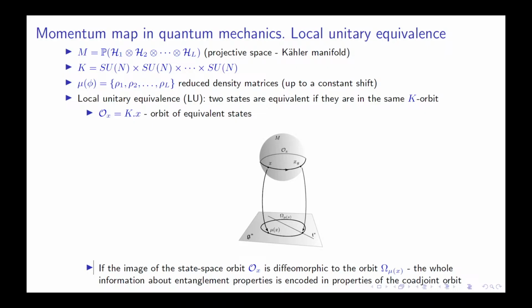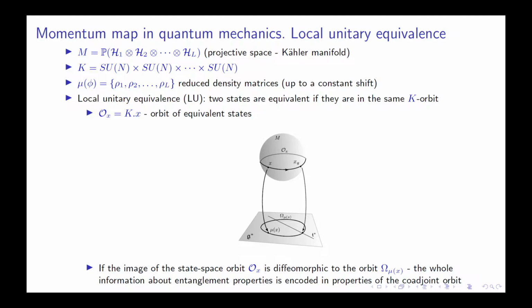So this is our manifold, this projective space M. Then we have some point X, and we want to investigate the class of points which have the same entanglement properties as this state X. So we are looking for the properties of the orbit of this group through this point. We can map this orbit to the dual of the Lie algebra via this momentum map.